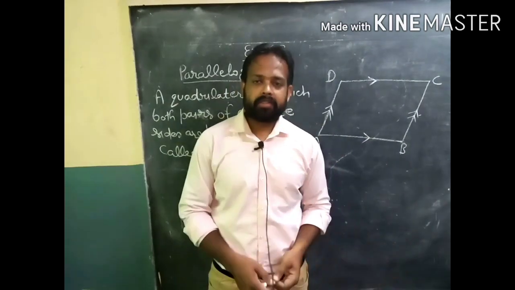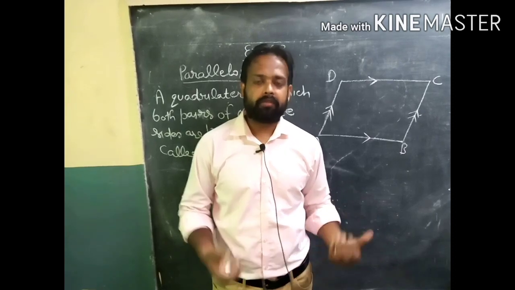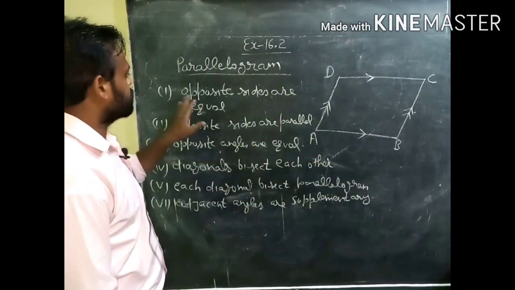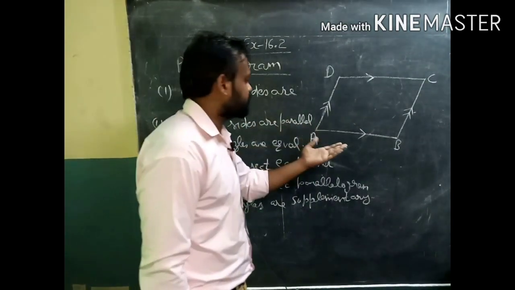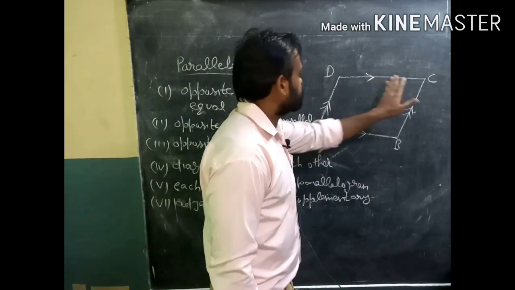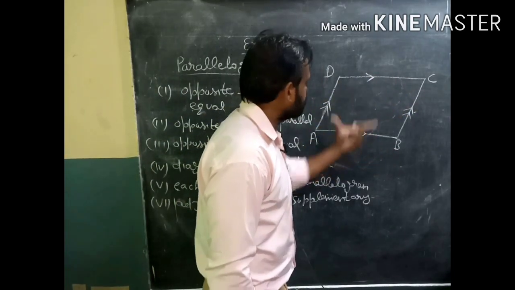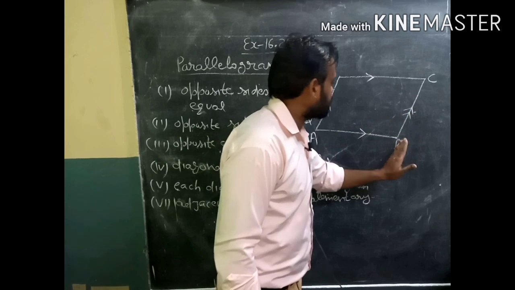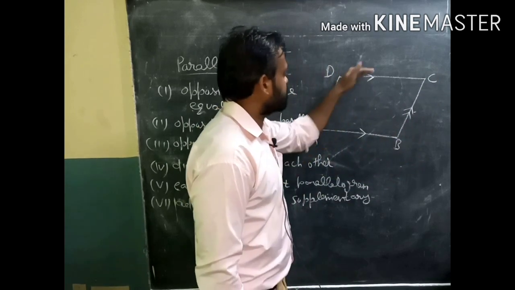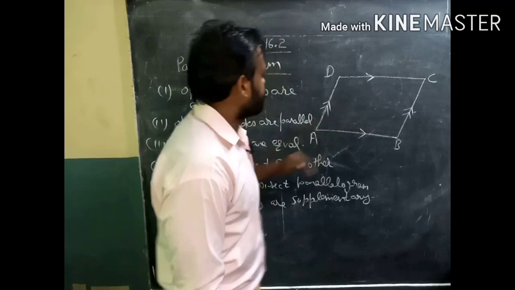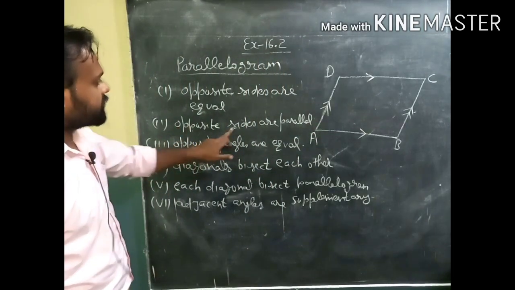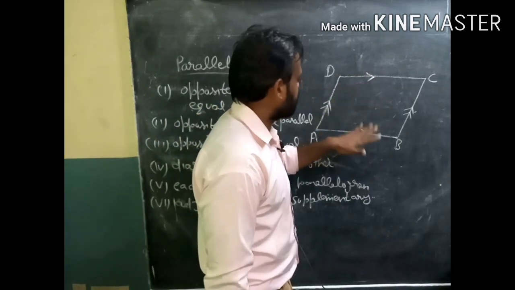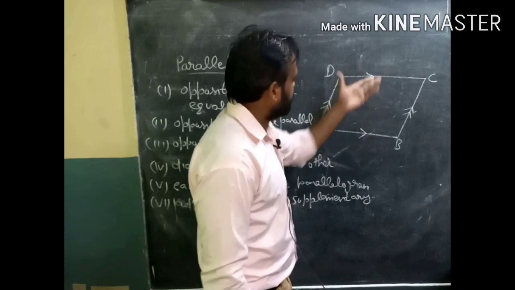Now we have to understand some more things related to the parallelogram, and then I will start the sums. The first important point is that opposite sides are equal. AB and DC are parallel, and also equal, meaning the length of AB is equal to DC, and the length of BC is equal to AD. The next point is that opposite sides are parallel, so opposite sides are parallel and equal.